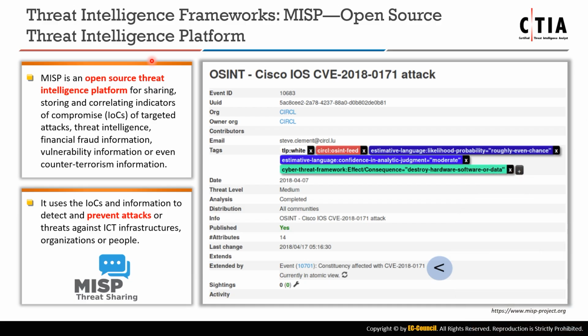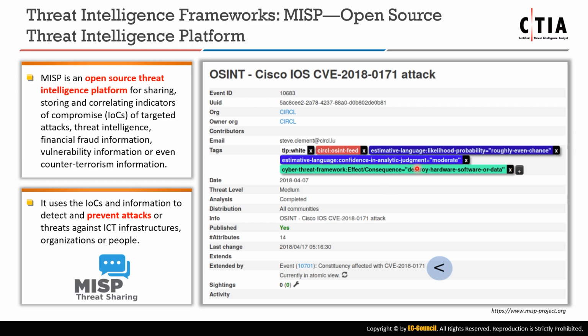Our next threat intelligence framework is MISP, an open source threat intelligence platform. It's great for sharing, storing, and correlating indicators of compromise. We're talking about IOCs all the time, for targeted attacks, threat intelligence, financial fraud, etc. So it uses those indicators of compromise and other information to detect and prevent attacks for threats against ICT infrastructures, organizations, or people. Here's an example of OSINT for a Cisco attack for Cisco iOS.